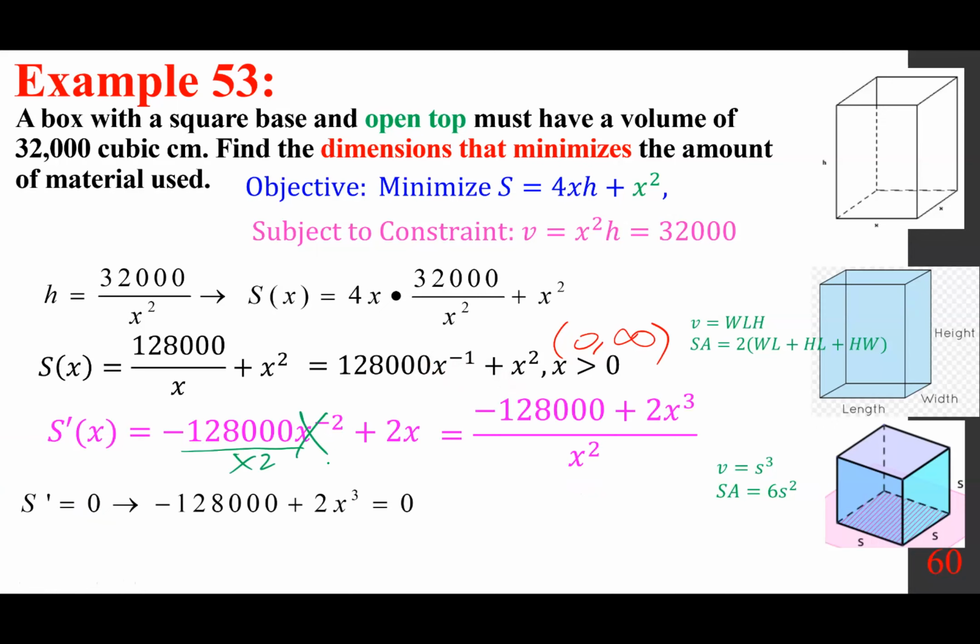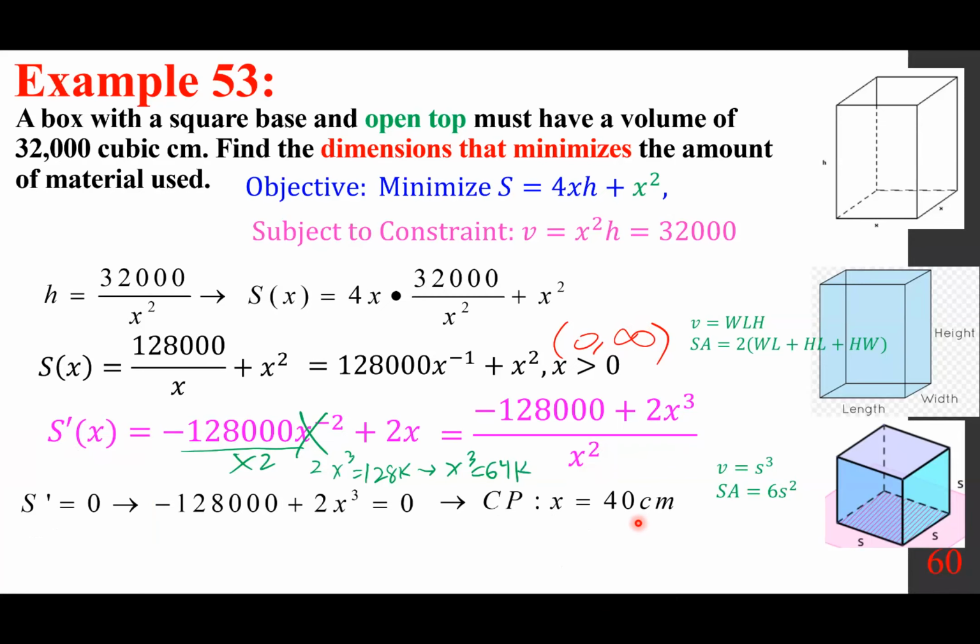results in 2x cubed being 128k, and x cubed is 64k, which gives you x equals 40 centimeters. If you set the denominator equal to 0, you get x equals 0, which is not in the domain. So there is this open interval, there's this one critical point, therefore local becomes absolute. Is it a max or a min? We don't know yet.